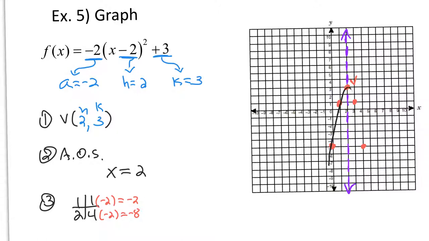So it is going down. Notice it's skinnier. I know you can notice this just by looking at the graph, but it is skinnier than the parent function. And it is a reflection across the x-axis because it's going down.